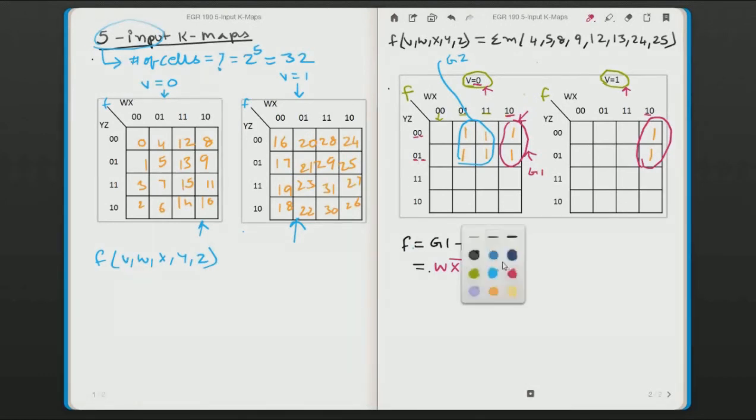Now comes your group 2. So how do we write group 2? My V is 0 in the entire K-map 1. So these 4 ones are completely on K-map 1, right? So we write V bar. W is 0 in the second column, and W is 1 in the third column. So W is changing, so ignore W.